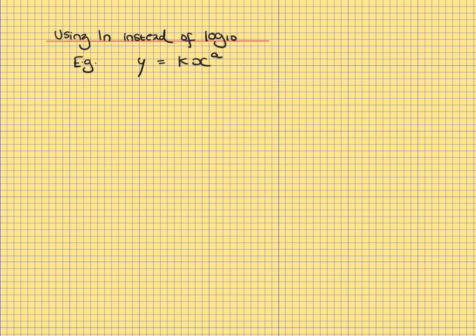So to finish off, we're going to discuss how we could do this reduction to linear form using the natural log function ln rather than log to the base 10. All of this would work in any base, but log to the base 10 and log to the base e, i.e. the ln function, are the most commonly used forms of logarithms. So we're going to take ln of both sides here. So ln of y equals ln of kx to the power a. I'm starting with a very simple power relationship.